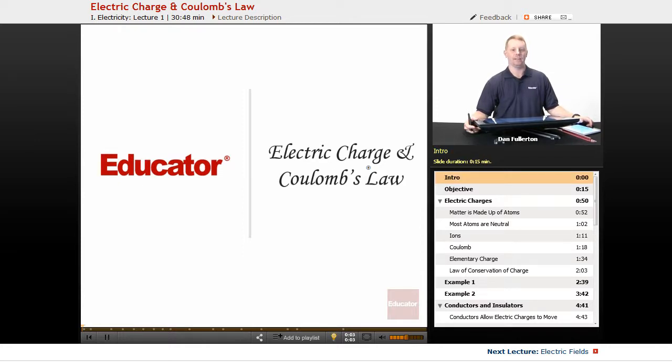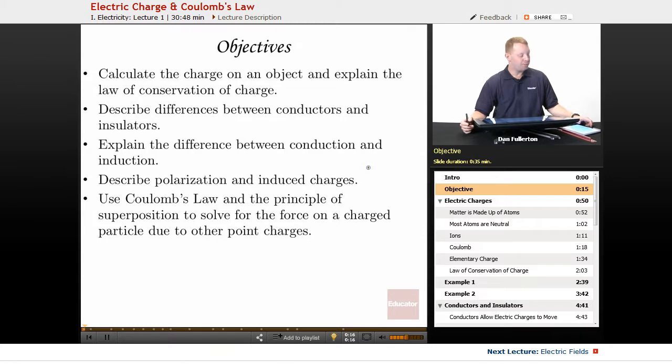I'm Dan Fullerton and today we're going to start a series of lessons for AP Physics C, specifically the Electricity and Magnetism course. So let's dive in by talking about electric charge and Coulomb's law. Now, some of our objectives are going to be to calculate the charge on an object and explain the law of conservation of charge. That's going to be a big idea throughout the course.